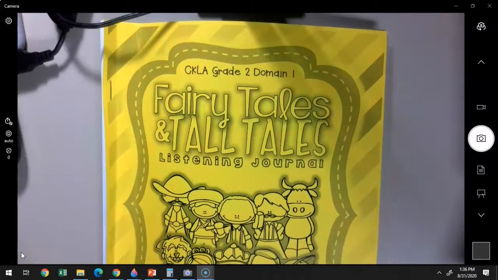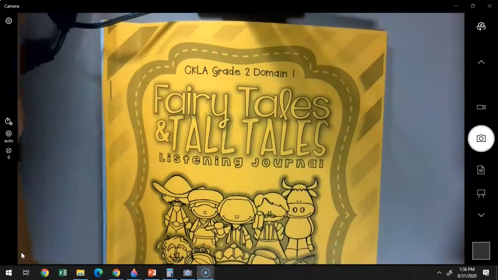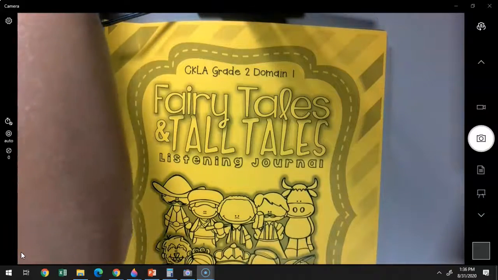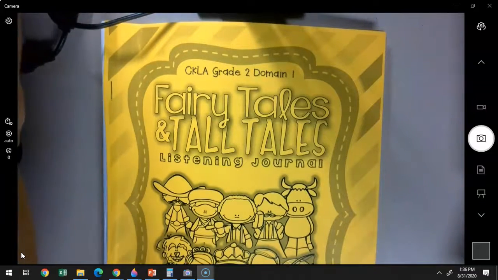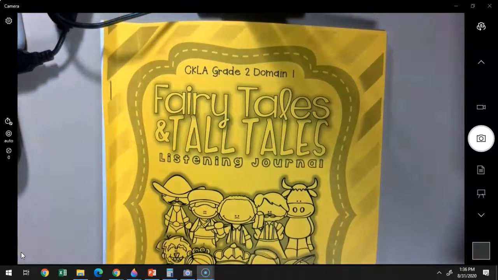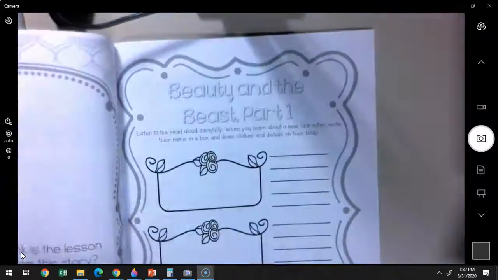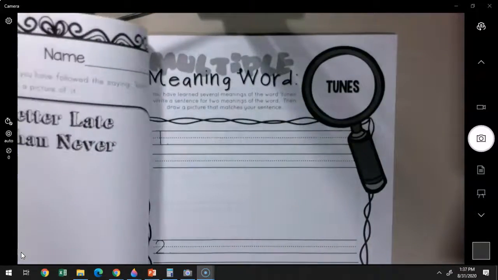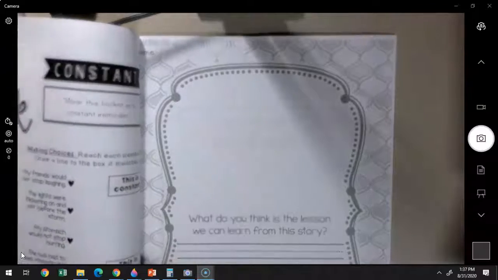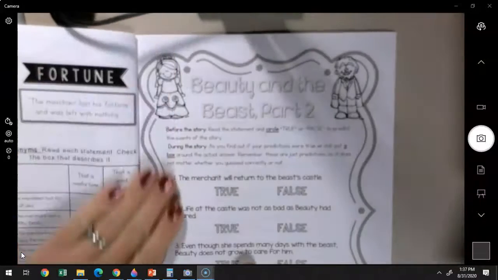Hello, boys and girls. We're going to work again today on some vocabulary. Our story today is the second part of Beauty and the Beast, and we're actually going to go to that section. So Beauty and the Beast part 2.